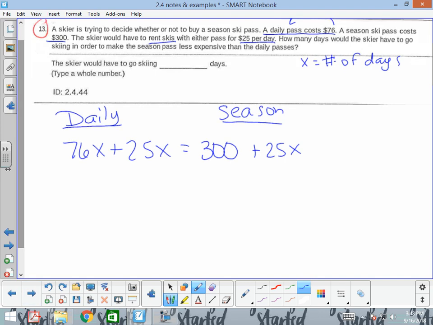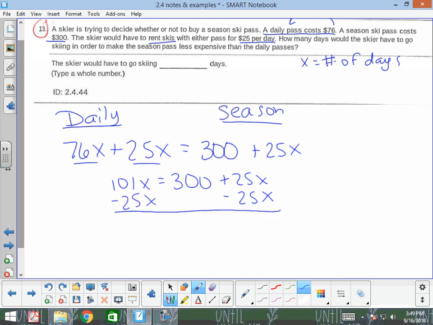Okay, so here's our equation. Let's combine like terms. So that's 101x equals 300 plus 25x. I need to move my variable term. My smaller one is 25x. So I get 76x equals 300. Now when you divide by 76, you're going to get a decimal, and it's about 3.947. Now it says type a whole number. So this 9 makes that 3 go up to a 4. So the skier would have to go skiing 4 days in order to make the season pass less expensive than the daily pass.